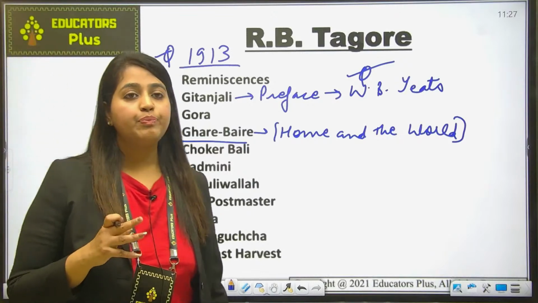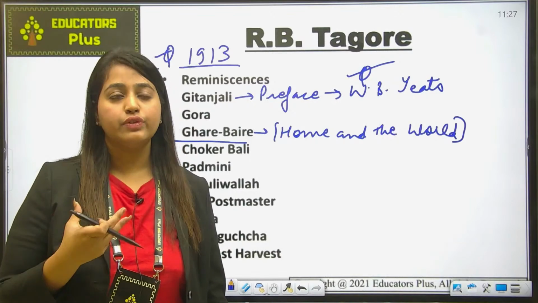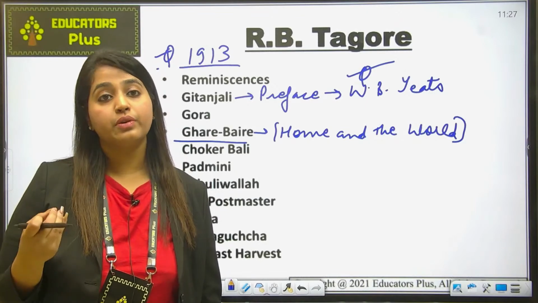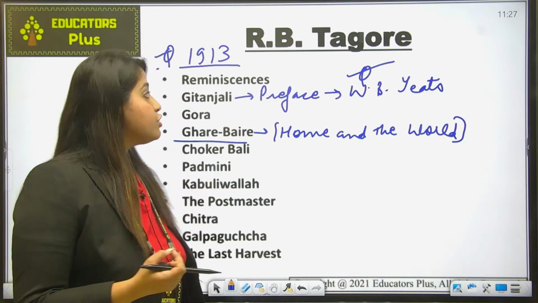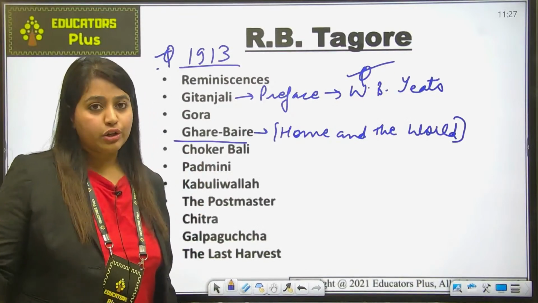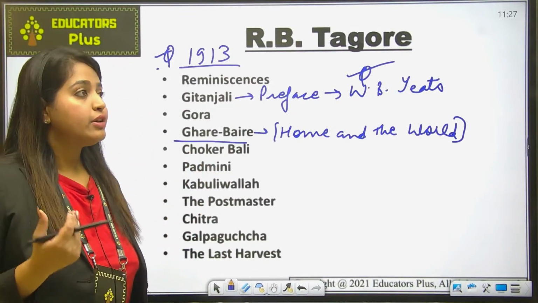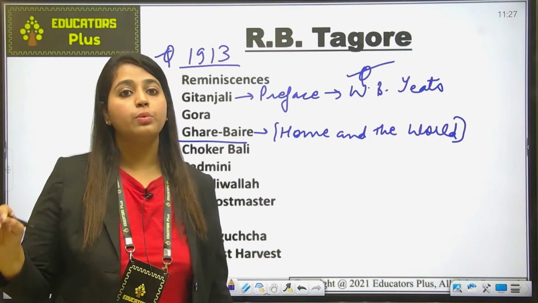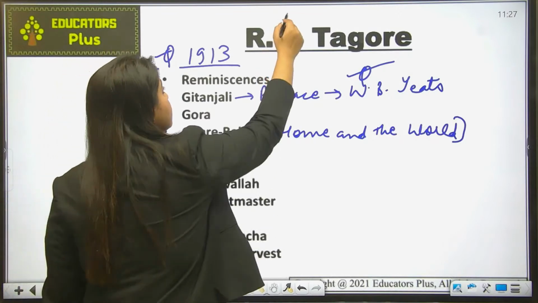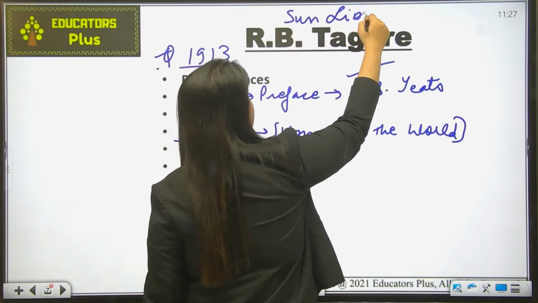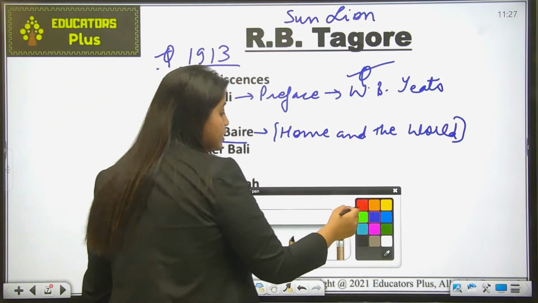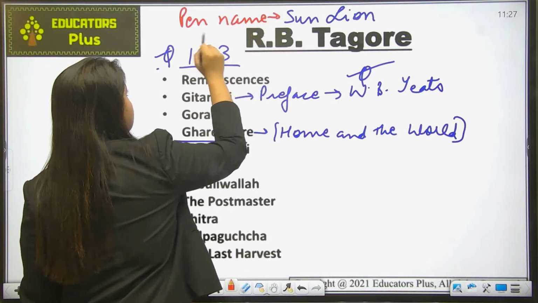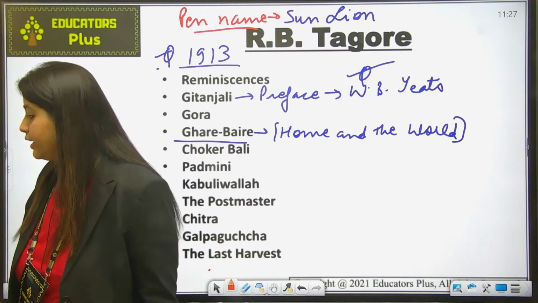Okay. Then Tagore introduced new words and new prose forms, using colloquial language in Bengali literature, and his first poems were written under the pseudonym of Sun Lion. So again, like other writers, in order to conceal their identity, writers use a pen name or pseudonym. Similarly, Rabindranath Tagore in his initial works used the pseudonym Sun Lion. Okay, is this clear? Any problem?